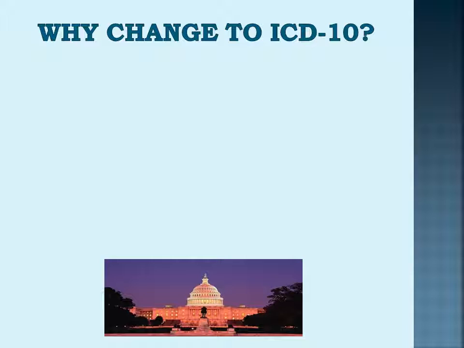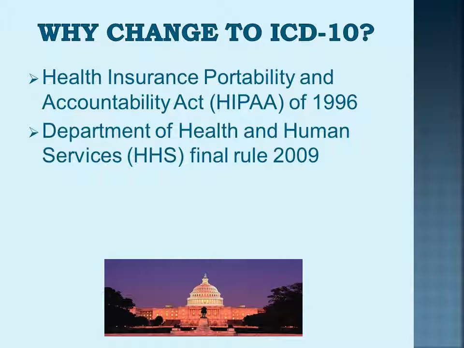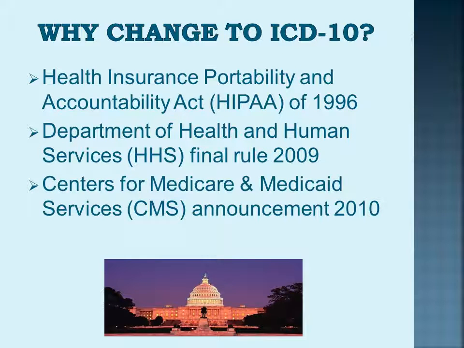So what are the benefits? Why did we change to ICD-10? The Health Insurance Portability and Accountability Act, also known as HIPAA, was implemented in 1996, and the final ruling came about in 2009 by the Department of Health and Human Services. Basically, the Centers for Medicare and Medicaid Services made the announcement in 2010 that ICD-10 would be implemented in order to give us better clinical documentation and accurately capture the clinical data and severity of illness.